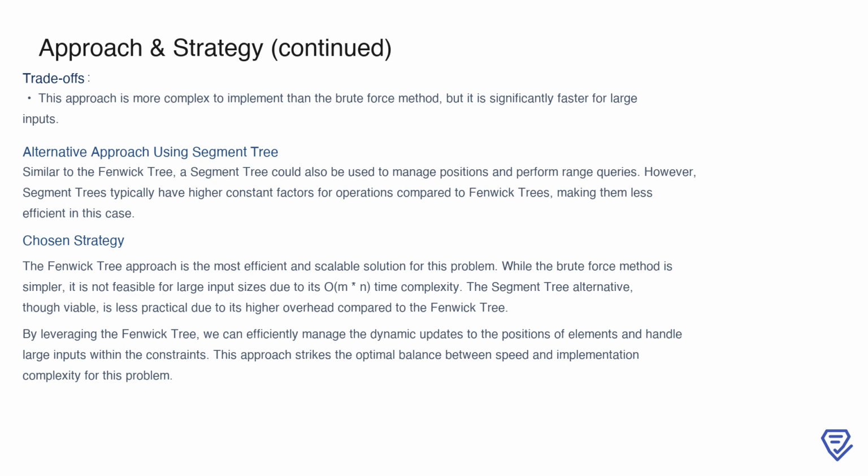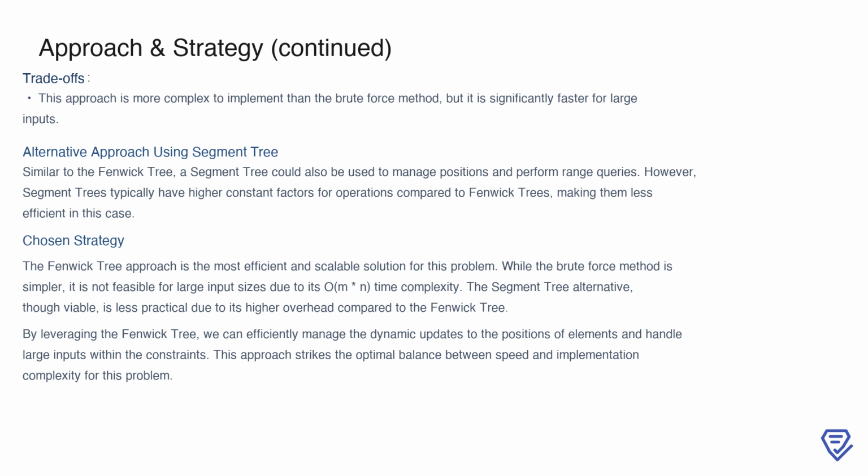While the Fenwick tree approach is highly efficient, it does come with added implementation complexity compared to the brute force method. However, the trade-off is well worth it for large inputs. An alternative to the Fenwick tree is the segment tree, which could also handle dynamic position updates and range queries. However, segment trees typically have higher constant factors for their operations, making them less efficient in practice for this problem.